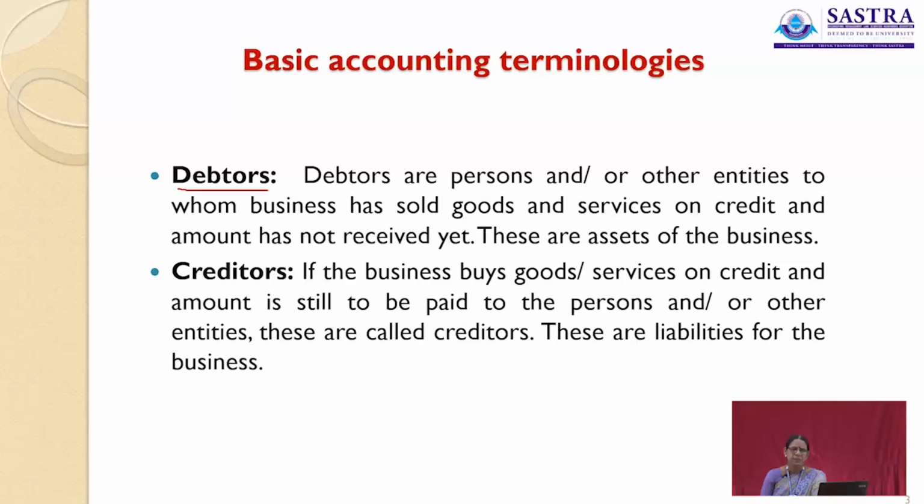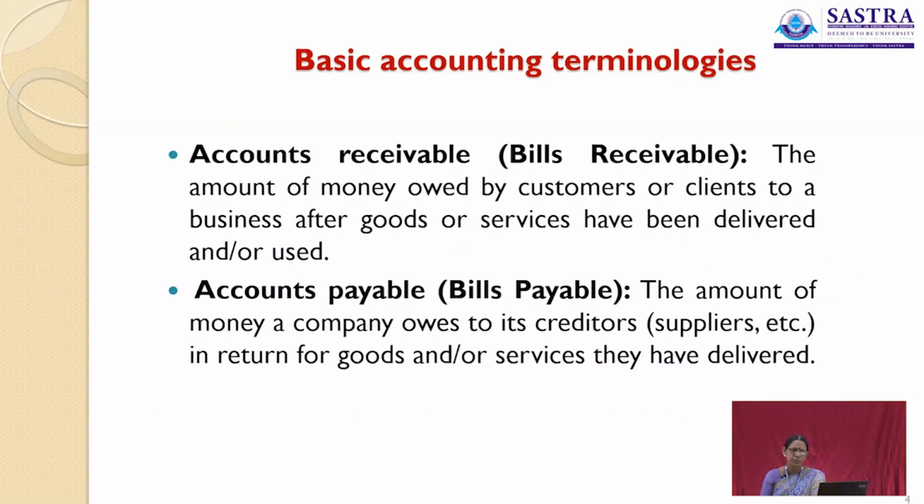Then debtors. Debtors are the persons or entities to whom the business has sold goods on credit and the amount has not yet been received. These are assets of the business. This is very important: they are assets and shown on the asset side of the balance sheet. Next is creditors. If the business buys goods on credit and the amount is still to be paid to other persons or entities, they are called creditors, and they are liabilities of the business.